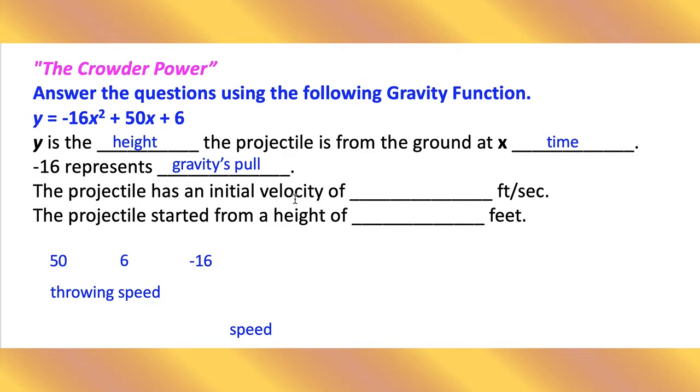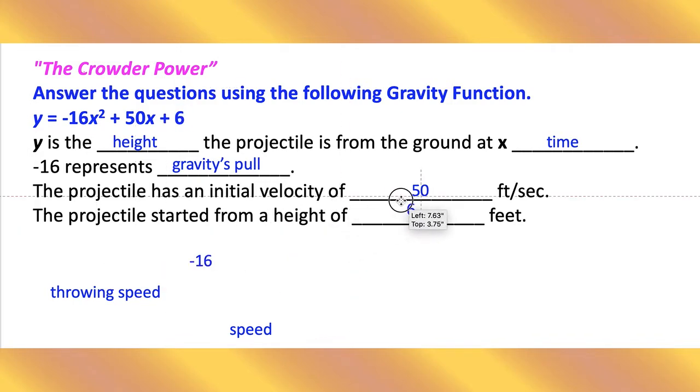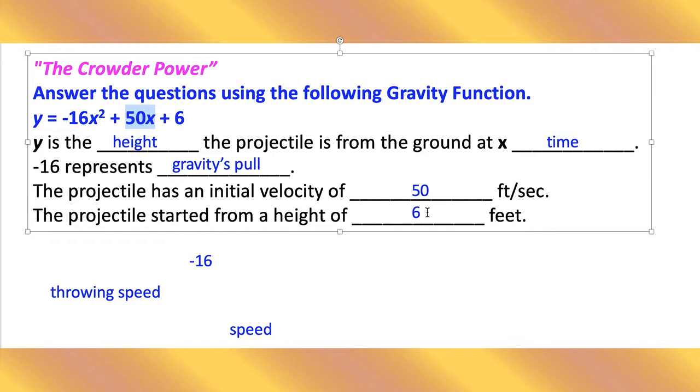The projectile has an initial velocity of 50 feet per second. So remember the numerical value, it's always connected to the x. That's how hard you're throwing the projectile, or the initial velocity, that's the power behind it. The projectile started from a height of 6. There we go. So remember, the c value is always the number that indicates where it started, the initial height of the item. So when you do dropping ones, usually they drop from a certain height and there is no initial velocity. But in this case, it starts at 6 feet. We're throwing it 50 feet per second.